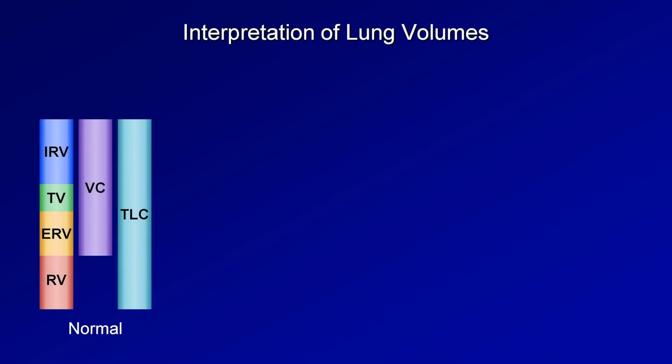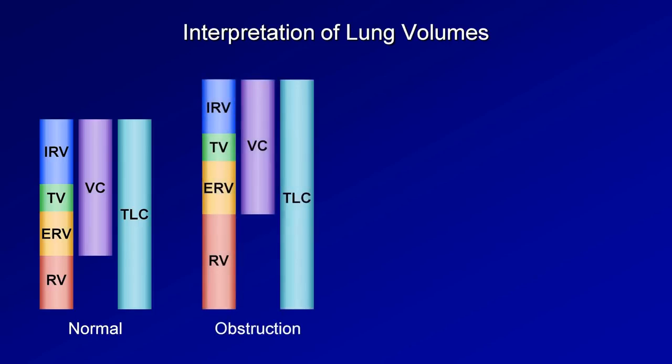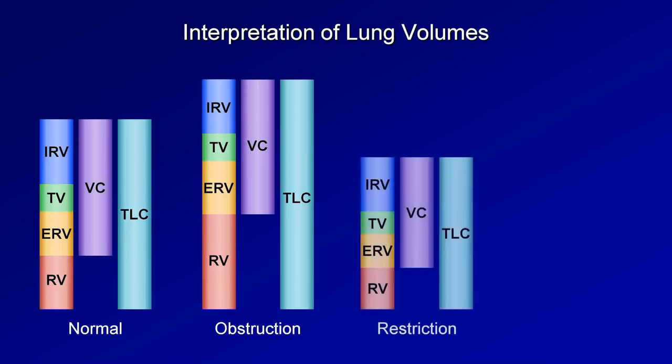The breakdown of lung volumes can also be insightful. As compared to normal, most patients with obstructive lung disease have a proportionally increased residual volume and total lung capacity, with relative preservation of other lung volumes and vital capacity. In restrictive lung disease, all lung volumes and vital capacity are reduced.